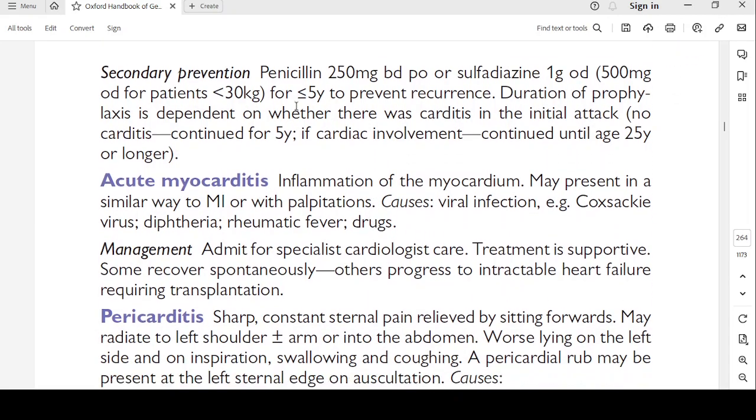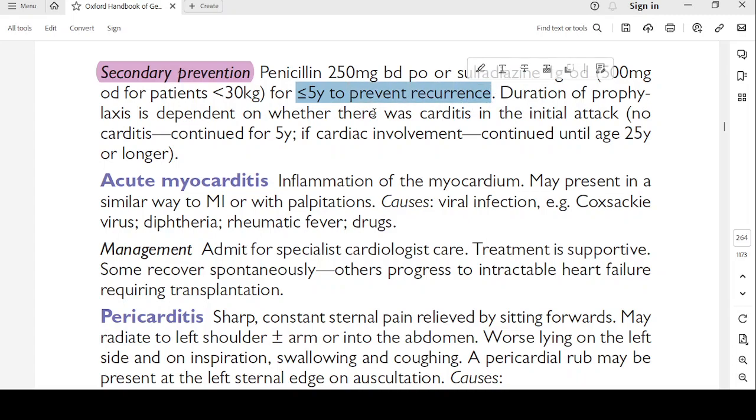Secondary prevention. So once a patient has rheumatic fever, what do you have to do? Penicillin 250 milligrams BD orally, or sulfadiazine 1 gram OD, or 500 milligrams OD for a patient less than 30 kgs, for not less than 5 years to prevent recurrence.